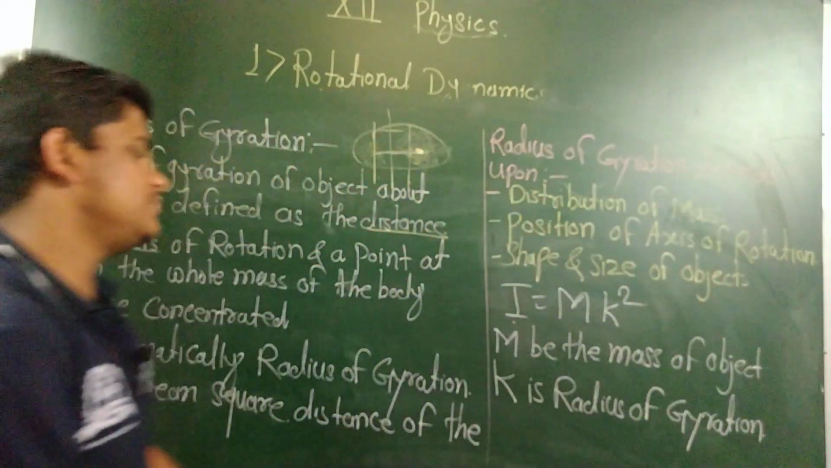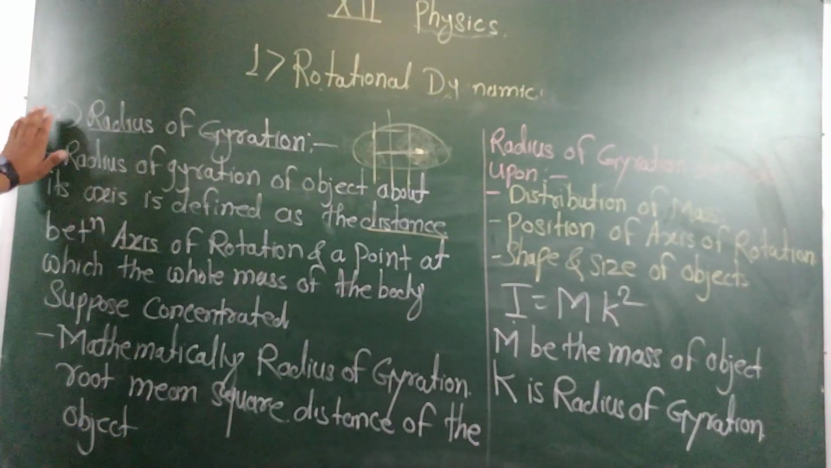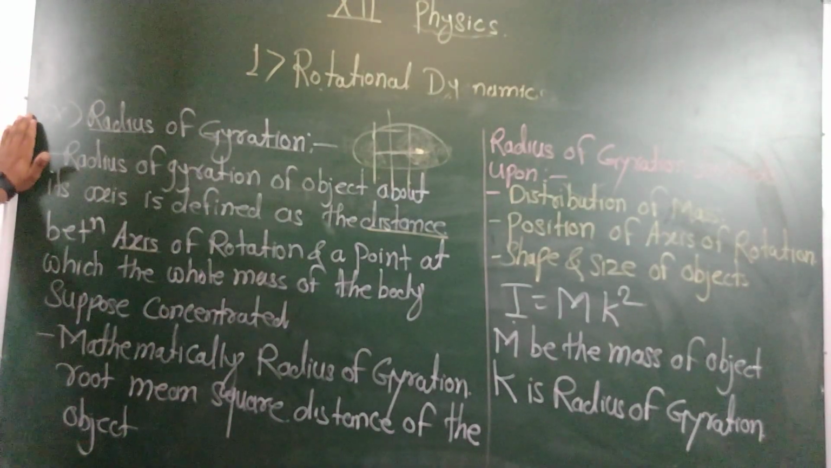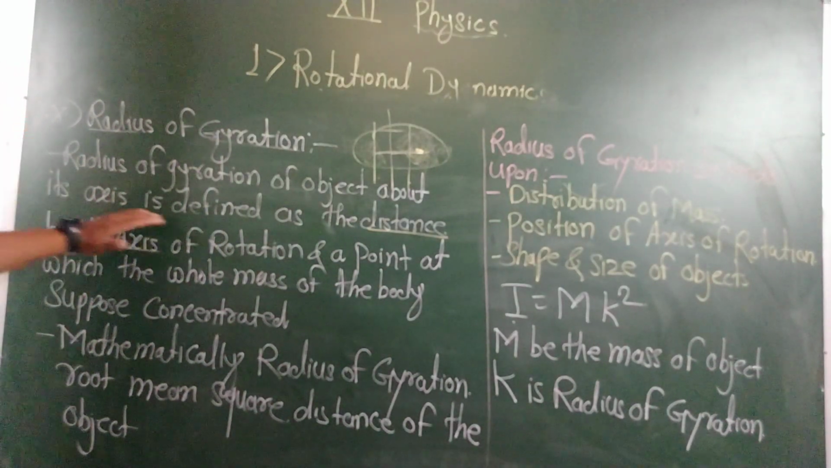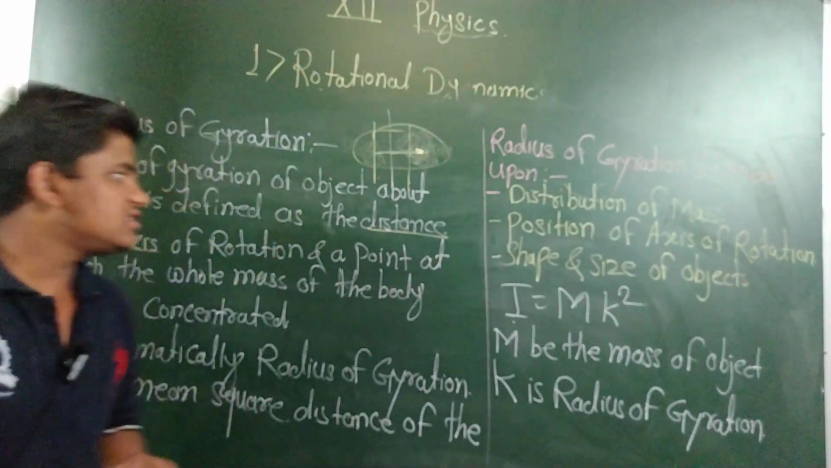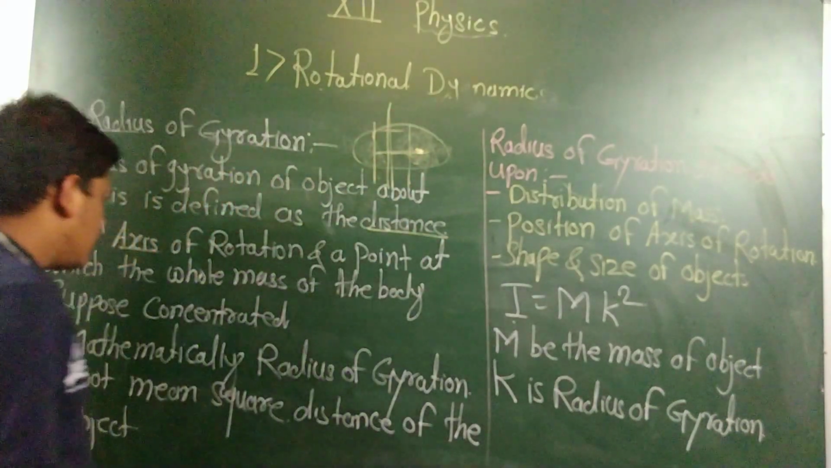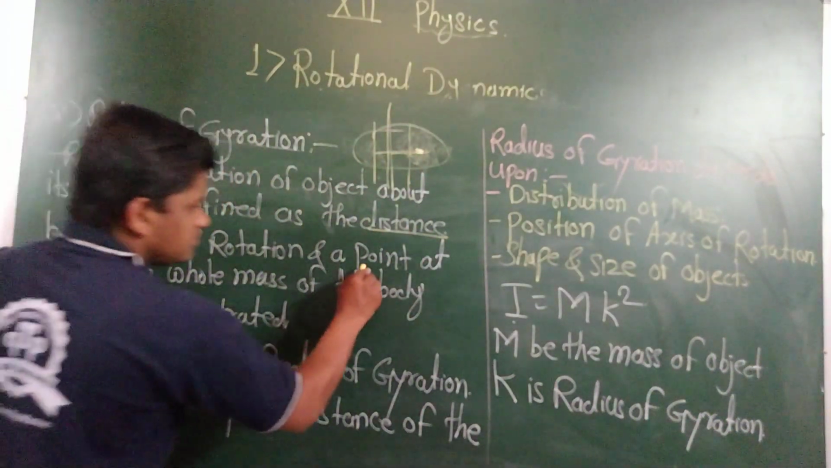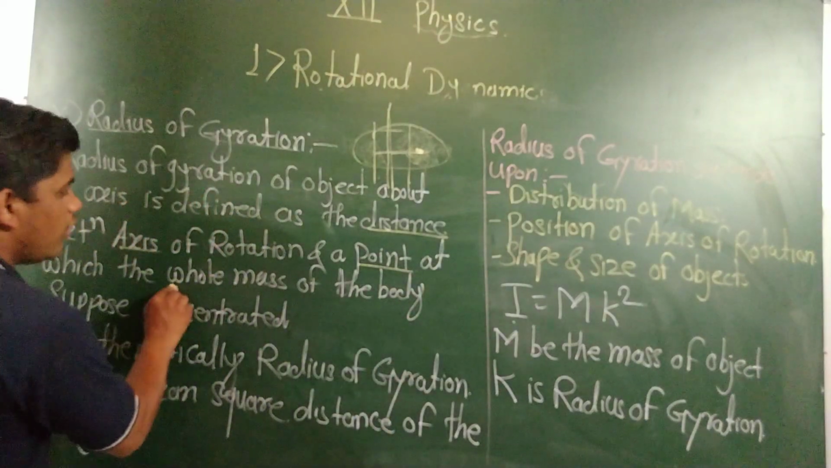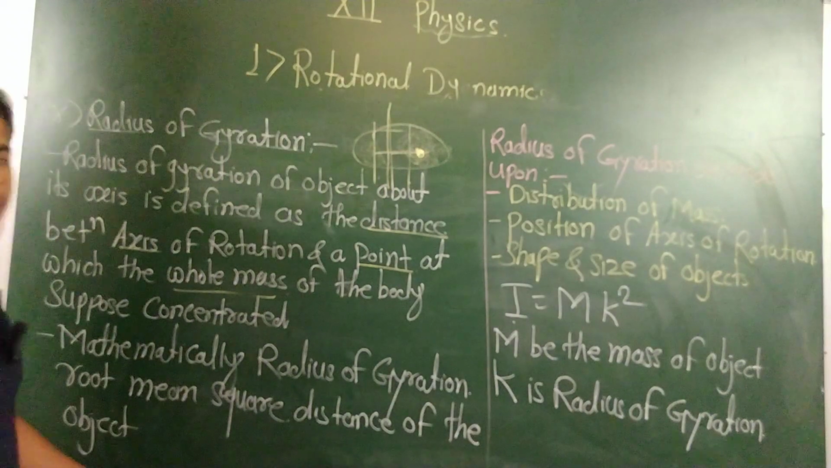This is all about the radius of gyration. What is the radius of gyration? The radius of gyration of an object about its axis is defined as the distance between the axis of rotation and a point at which the whole mass of the body is supposed to be concentrated.